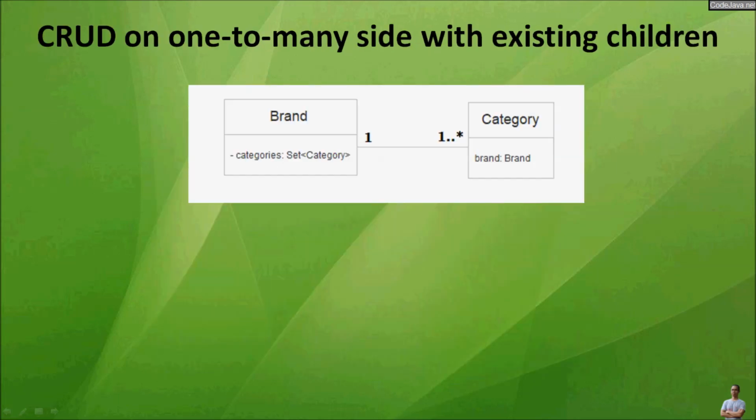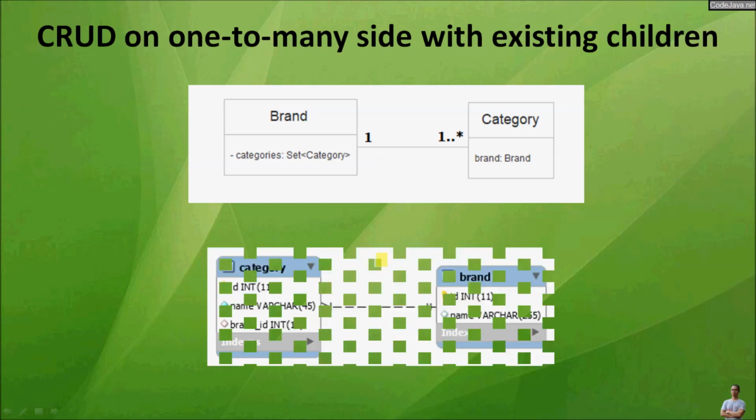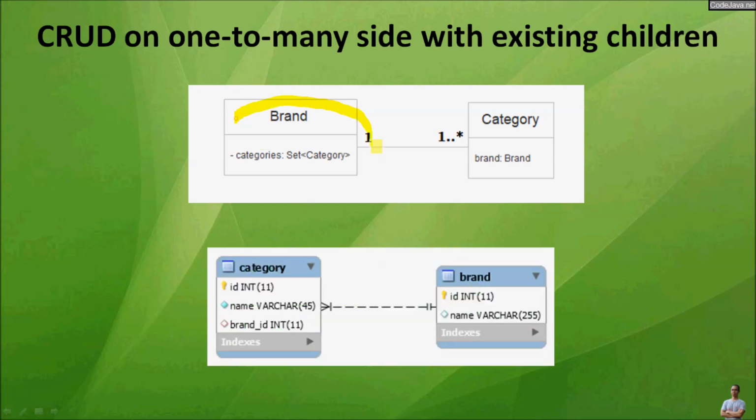And in the Java code, we need to create a new entity class brand that maps to the corresponding table brand in the database with two columns, ID and name. And in the category table, it will have a foreign key, brand ID, that refers to the primary key of the brand table here.